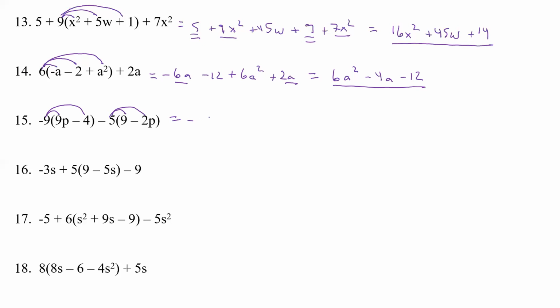So that's going to give us a negative 81p plus 36 minus 45, and then plus, that's going to be a 10p. So we have like terms. And so what do we have here? Okay, well, let's see here. So we have minus 81 plus 10, so it's going to add that to negative 71p.